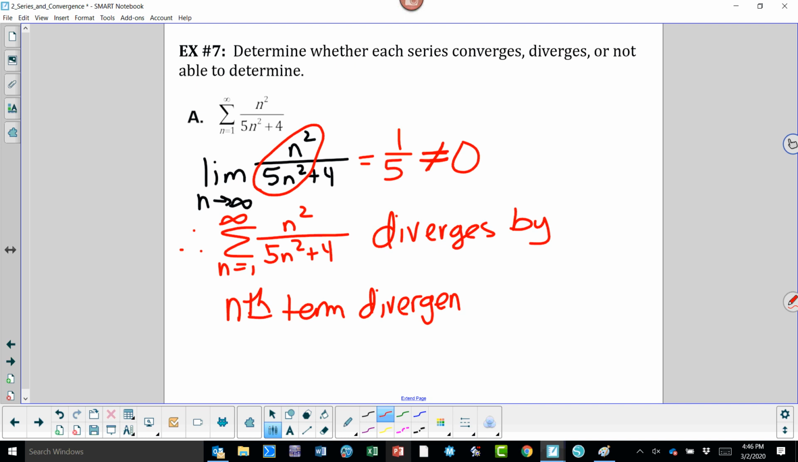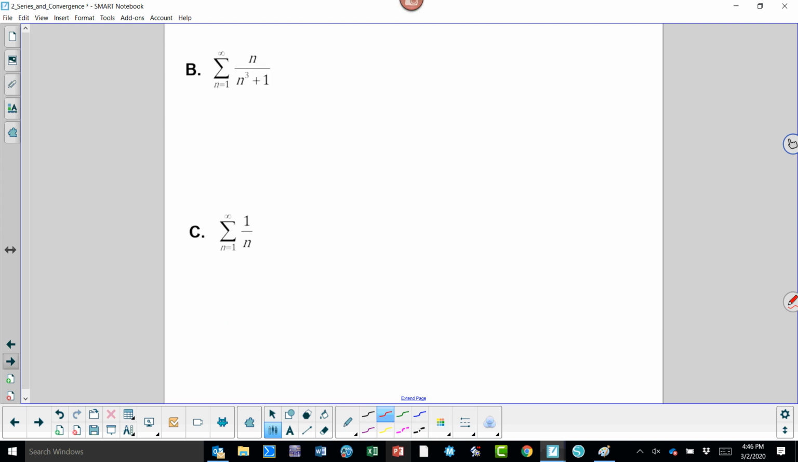And you need to write the name of the test every single time that you decide, because that's your justification, okay? So we don't just say it diverges, we're going to say it diverges by the nth term divergence test. So every time. Okay, next question.